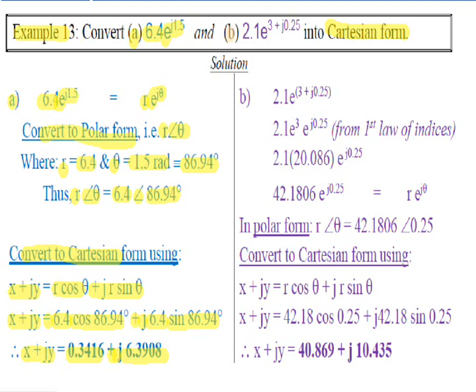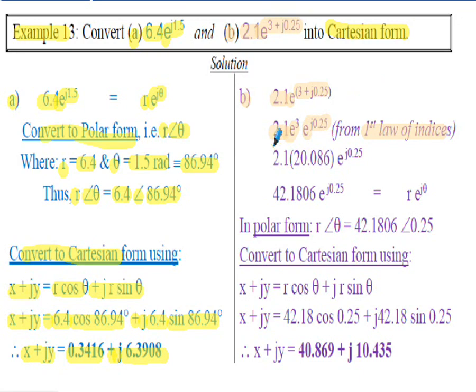Part B of example 13 wants us to convert 2.1 e to the power of 3 plus j 0.25 into Cartesian form. So part B, 2.1 multiplied by e and then to the power of, I put it in a bracket for convenience here, 3 plus j 0.25. Using the first law of indices, I'm going to slightly simplify that, we get 2.1 e to the power of 3 multiplied by e to the power of j 0.25.